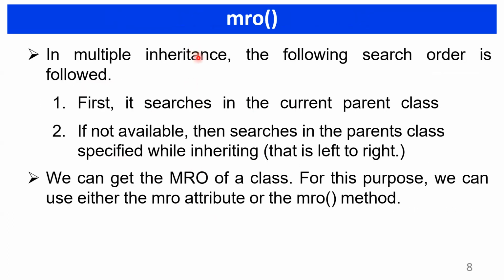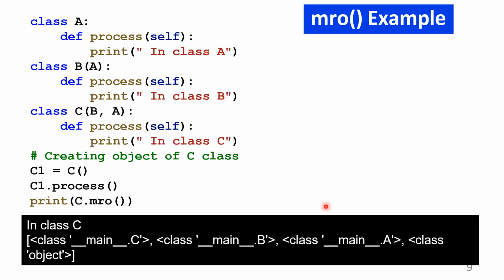In multiple inheritance, the following search order is used. First, it searches in the current class. If it is not available, then it searches in the parent classes specified while inheriting. Again, the order is from left to right. We can get the MRO of a class by using the method mro. Now let us understand about the MRO in detail using an example.